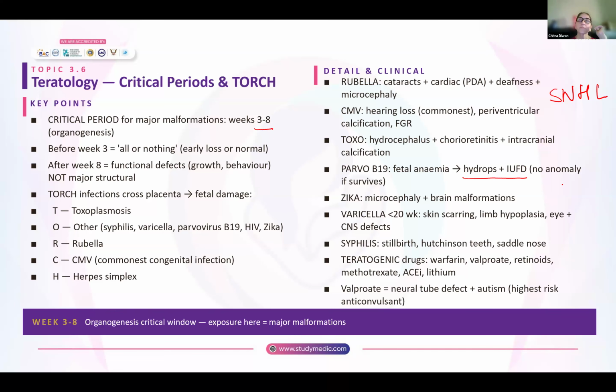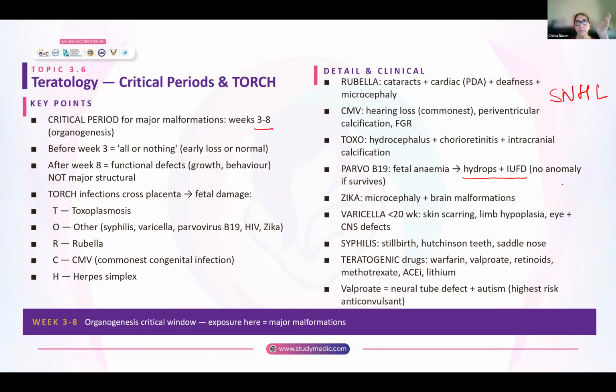With infection with varicella, you get fetal varicella syndrome. It happens usually if the mother is infected prior to 20 weeks of pregnancy. And then you get skin scarring, limb hypoplasia, eye defects, CNS defects. With syphilis, you can get stillbirth, you can get the characteristic teeth, Hutchinson's teeth, and you can get a saddle nose. So these are all the infective causes.